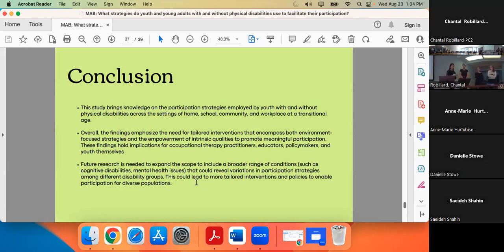So overall, the findings emphasize the need for tailored interventions that encompass both environment-related strategies and the empowerment of intrinsic factors to promote meaningful participation. These findings hold implication for rehab professionals, educators, policymakers, and youth themselves. Therefore, future research is needed to expand the scope to include a broader range of conditions. So as mentioned, we talked about cognitive disability and mental health issues that could help reveal variations in participation strategies among different disability groups. Which would lead us to more tailored interventions and policies to enable participation for a diverse population.